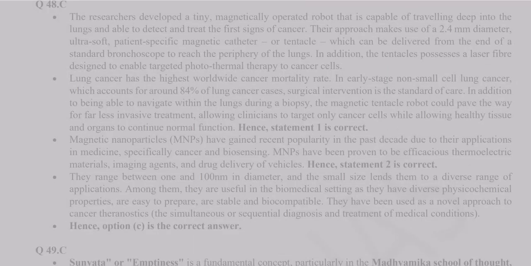Q48. C. The researchers developed a tiny, magnetically operated robot that is capable of traveling deep into the lungs and able to detect and treat the first signs of cancer. Their approach makes use of a 2.4 mm diameter, ultra-soft, patient-specific magnetic catheter, or tentacle, which can be delivered from the end of a standard bronchoscope to reach the periphery of the lungs. In addition, the tentacle possesses a laser fiber designed to enable targeted photothermal therapy to cancer cells.